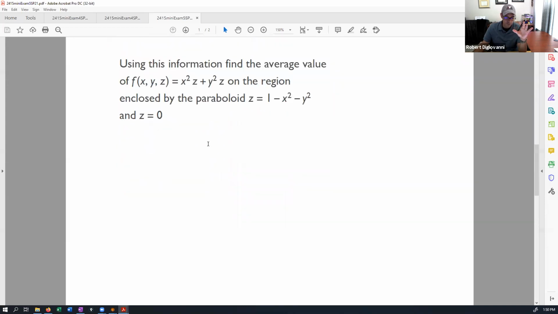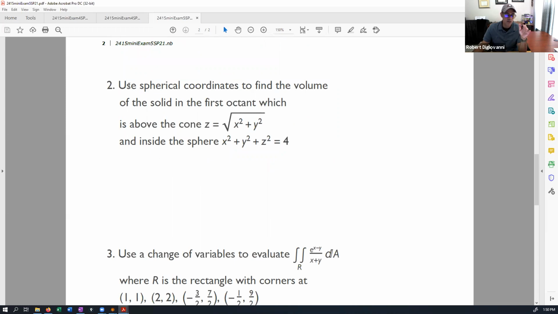I hope you can. The second one, use spherical coordinates. So I'm telling you in this problem, use spherical coordinates to find a volume. Okay. Spherical coordinates means you're doing a triple integral, right? And if I'm asking you for the volume, then you're doing a triple integral of 1. But you've got to get your limits of integration set right there.